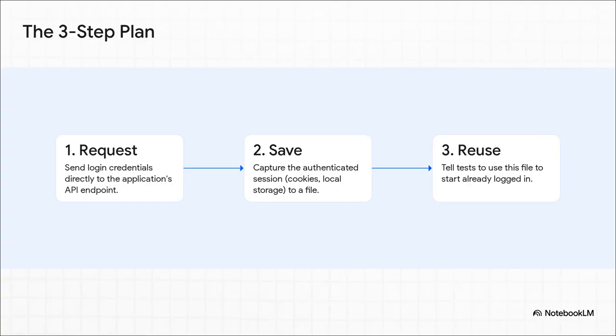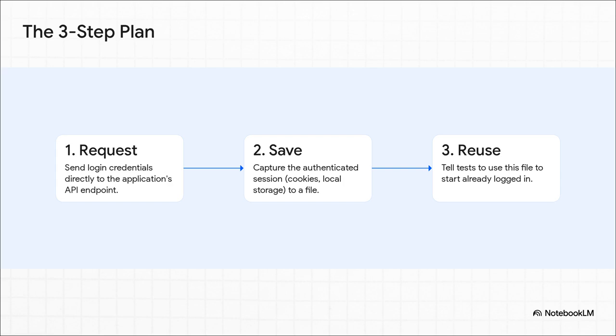The whole process really just boils down to this simple 3-step plan. First, we request access by sending our login info directly to an API. Second, we save the authenticated session that the server sends back. We just save it to a file. And third, we tell all of our tests to reuse that file to start in a logged-in state.